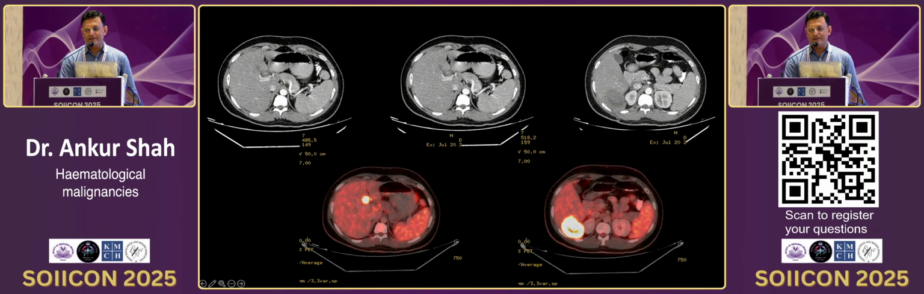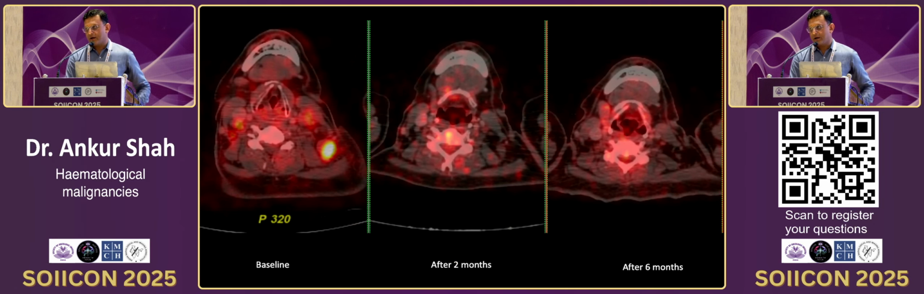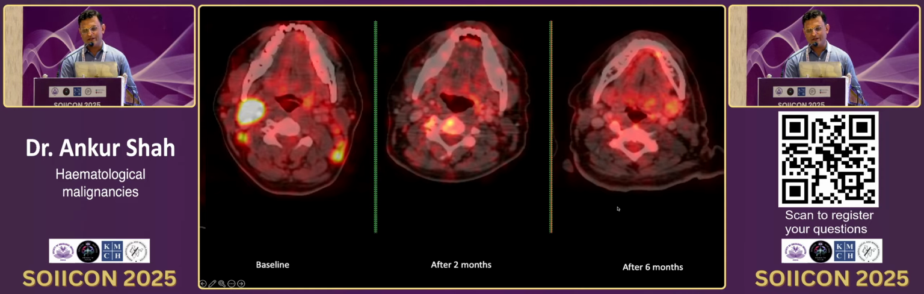But there is one more lesion which is a little difficult to see on the CT scan, but PET-CT easily shows this lesion, which lights up, and you can exactly characterize as well as stage these lesions. For follow-up, if you see this patient with the baseline scan and the follow-up scan after 2 months and 6 months, you can see the nodes have regressed in size, and importantly, the metabolic activity is significantly reduced.